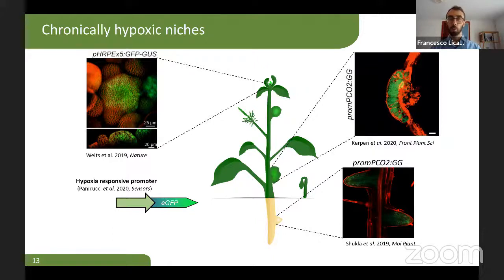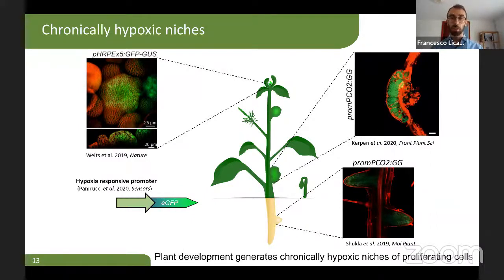So using both naturally occurring promoters and synthetic promoters able to respond to hypoxia, we verified that highly proliferating organs, such as the shoot apical meristem here, the lateral root primordia, or crown galls, which are highly proliferating cells, were also experiencing hypoxia. And we tried to understand why this is the case, and how this is integrated into developmental programs.